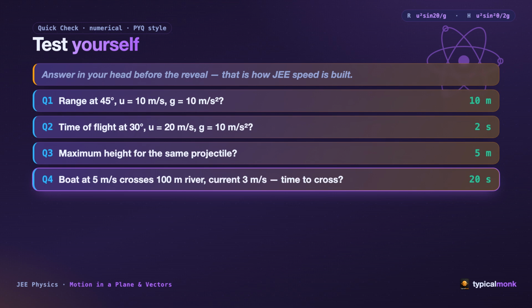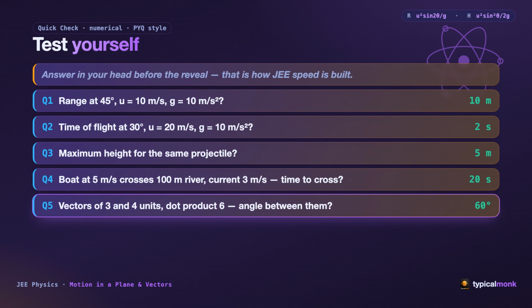Question 4. A boat aims straight across a river, 100 meters wide, moving at 5 meters per second, while the current runs at 3 meters per second downstream. How long does it take to cross? Width divided by the boat's own speed, 20 seconds. The current only decides the drift, not the crossing time.